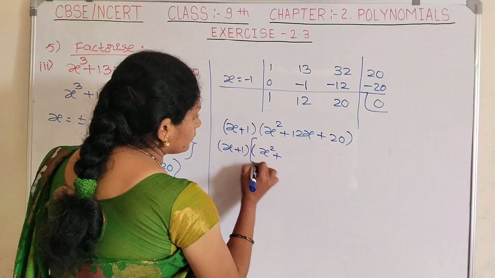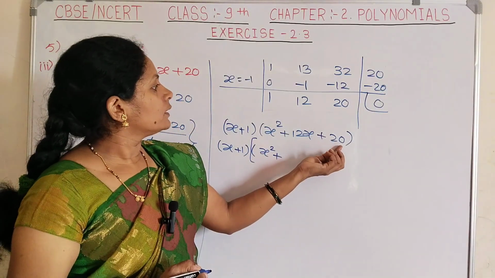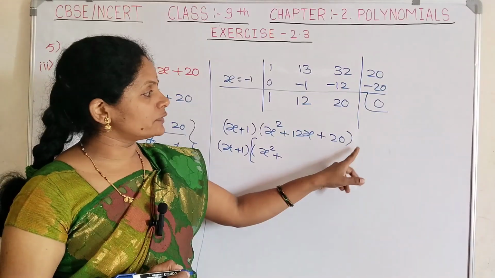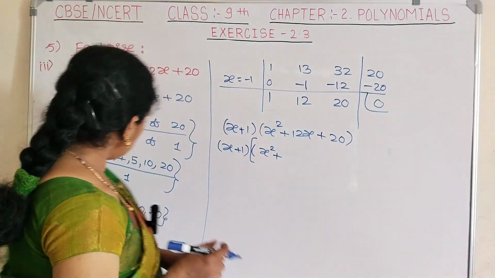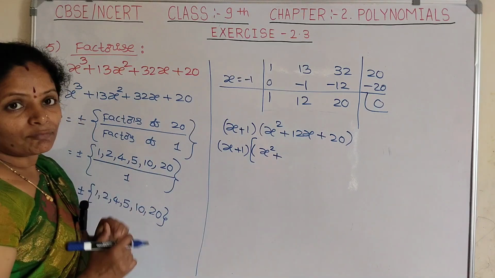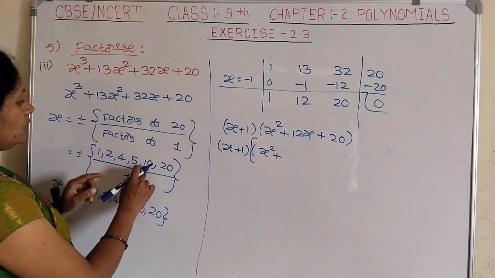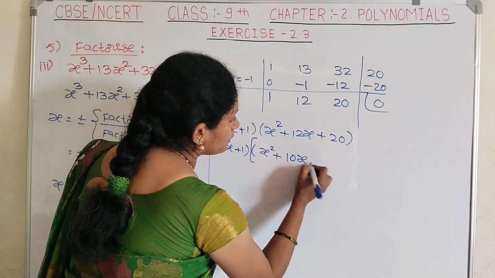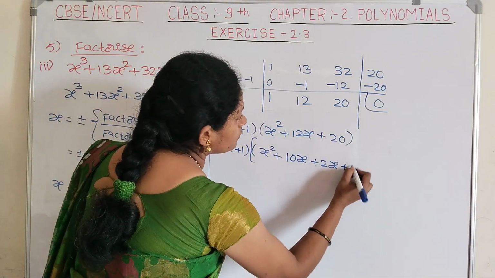plus 20 into 1 is the 20. The factors of the 20 are 1, 2, 4, 5, 10 and 2. We have to perform the addition 10 and 2. These will be our factors. 10x plus 2x plus 20.